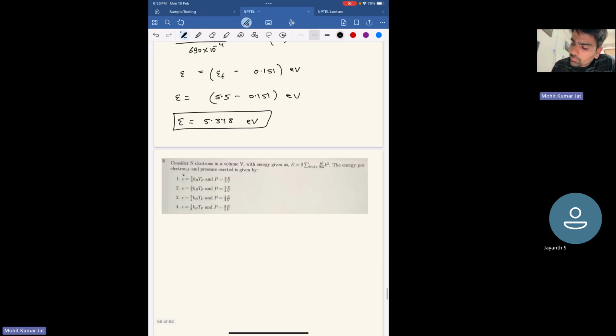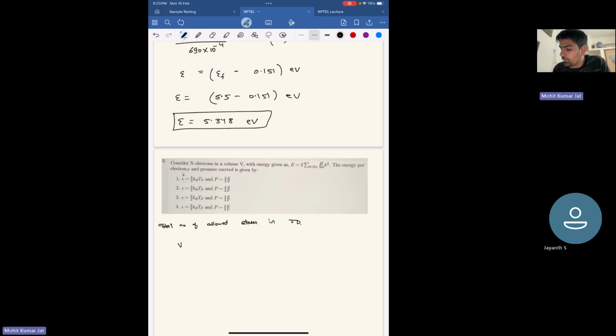So let's just begin it. The energy is given. So let's first estimate the kF for us. So what is the kF? The total number of allowed states in 3D.